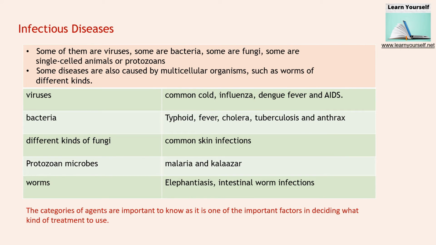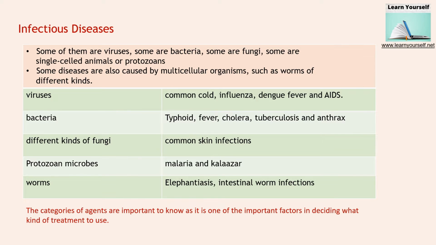So as we discussed, infectious disease will give us infection, and the agents are viruses, bacteria, fungi and so many more microbes like this. Some of them are viruses, some are bacteria, some are fungi and some are single cell animals or protozoans, or the microbes which belong to the protozoan family. Some diseases are also caused by multicellular organisms such as worms of different kinds. Now, viruses, bacteria, fungi, protozoan microbes and worms will give us specific types of disease.